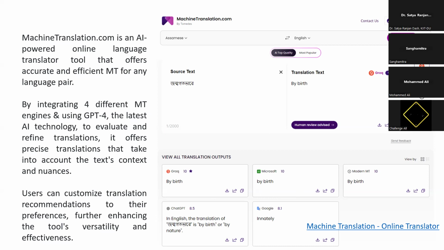So this system that has been designed uses 4 different machine translation systems, and it also uses GPT-4. So it will offer you precise translations that take into account the text context and nuances as well. In this example, I've simply shown you a word, but it will also be able to translate a particular sentence by taking the context or the meaning of the sentence into account, giving you very good results.